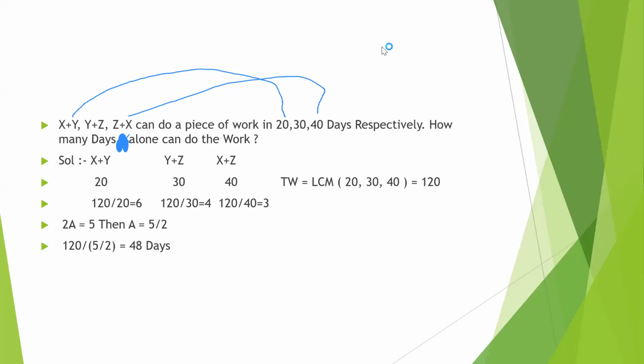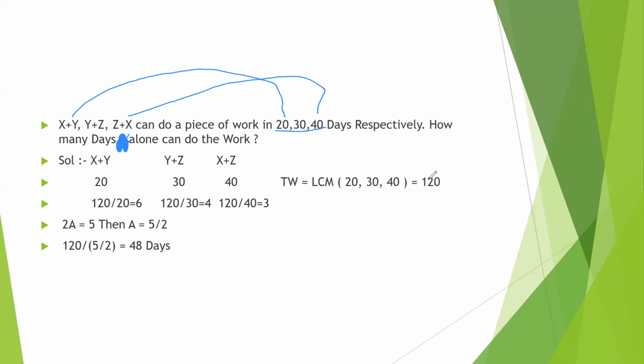Then the LCM is: for 20, 30, 40, the highest number is 40. Here 30 can be written as 3 into 10. 10 is already in 40, so then 3 only. Then 20, 20 is already in 40. Therefore 40 into 3 equals 120.